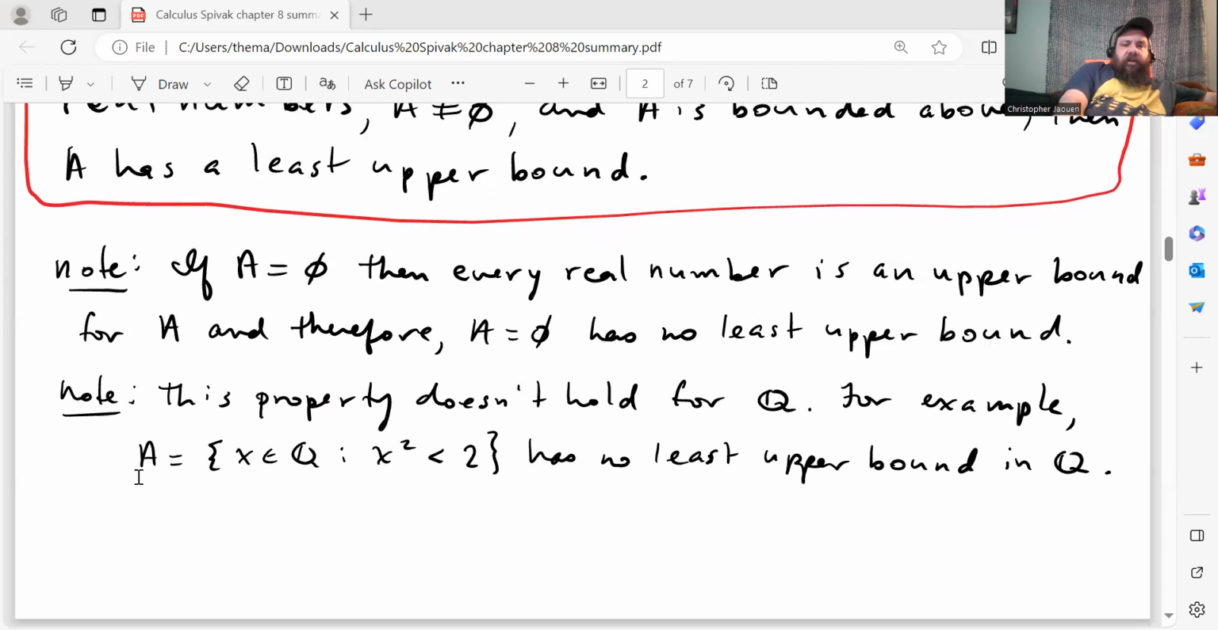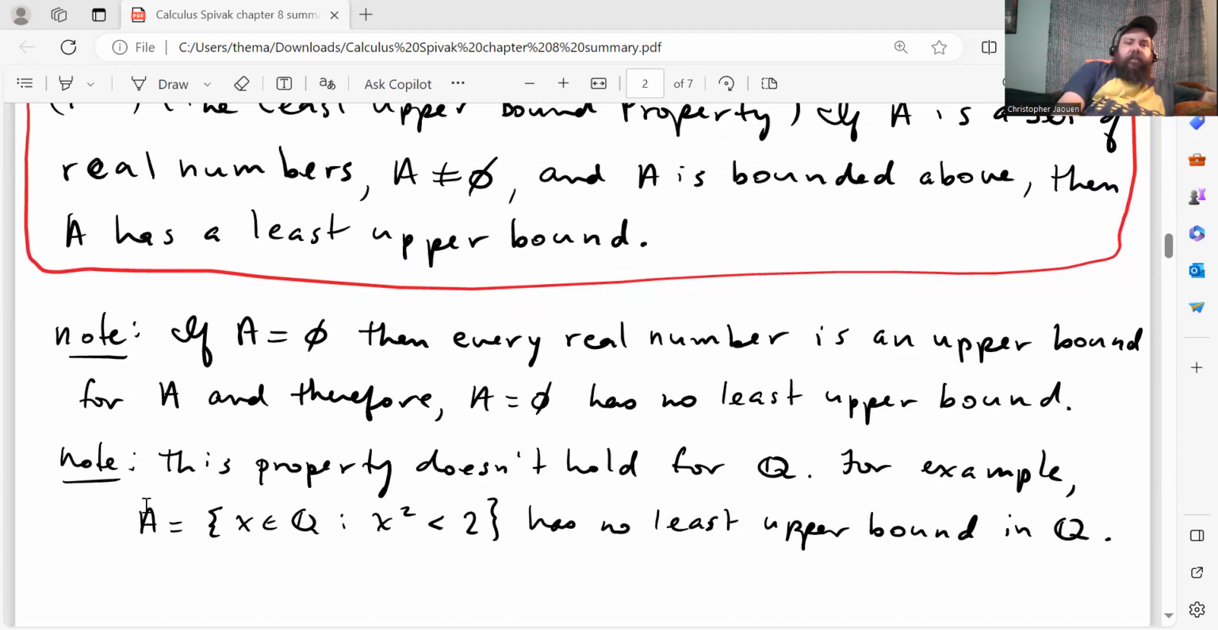Okay, some notes here. If A is empty, then every real number is an upper bound for A. And therefore, A equaling the empty set has no least upper bound. So that's why we need that condition in the axiom there, right?